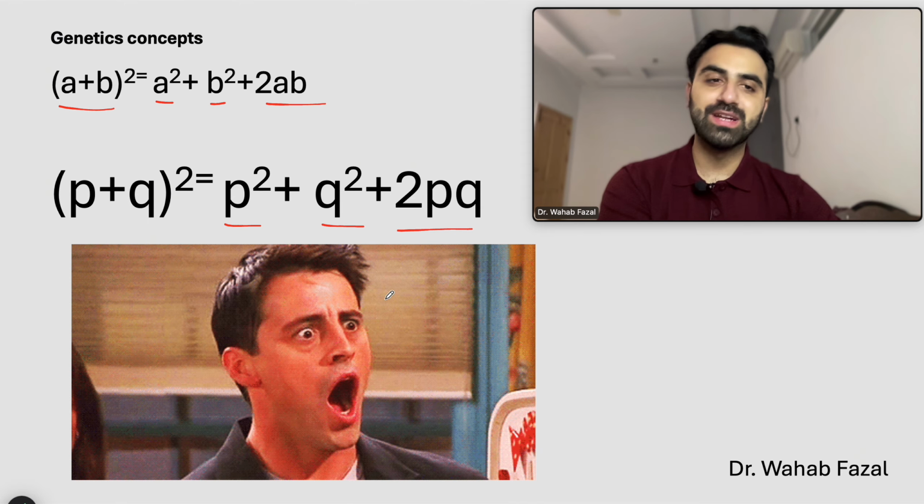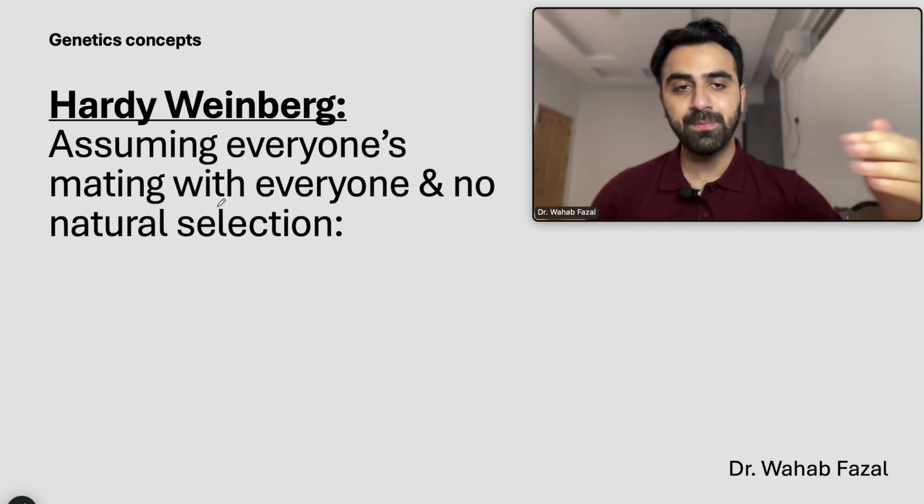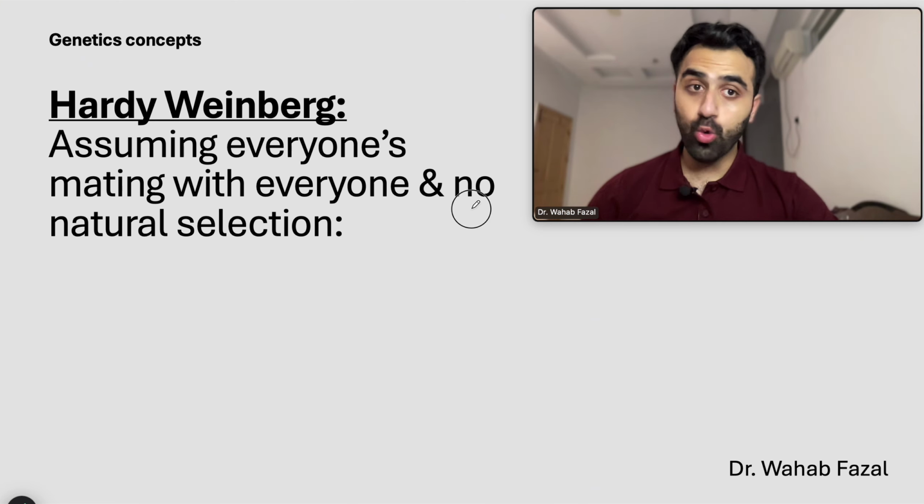So what Hardy-Weinberg principle actually tells you is that assuming everyone's mating with everyone in the population, so there's completely random mating between the population and there's no natural selection. That means there isn't one type of gene that is dominating over the other kind of gene. There isn't one gene that is more suitable to survival than the other one. So no natural selection. If you don't know what's natural selection, be sure to watch my video on that.